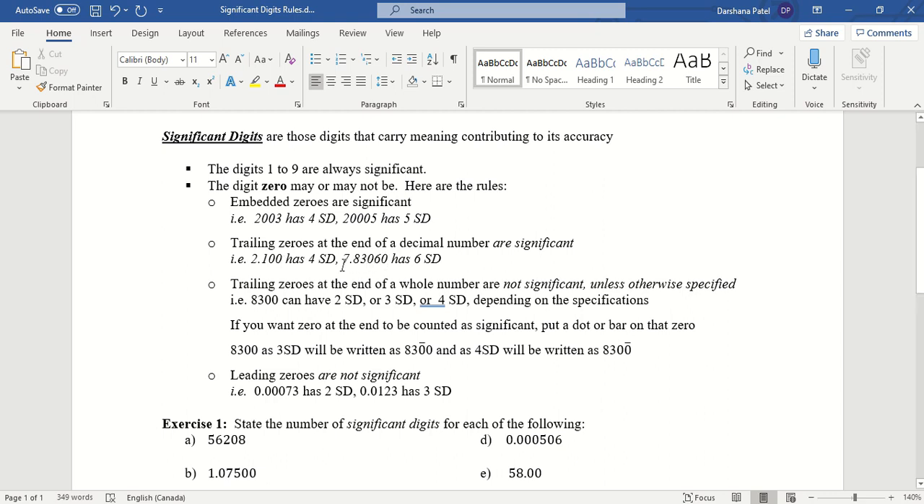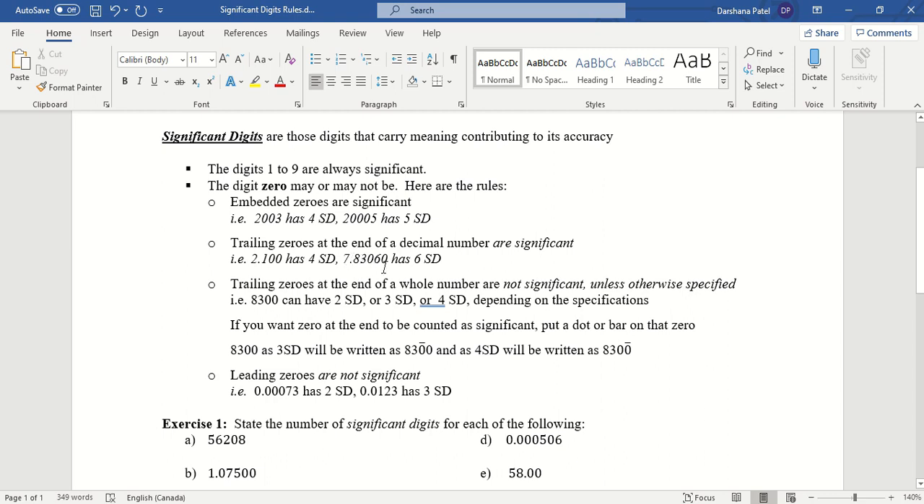Another example I have here is 7.83060. All of these zeros will be counted as significant. This zero is between 3 and 6, so we count that. And this zero is at the end and the number has a decimal in it, that will also count. So in total, we have 6 significant digits.